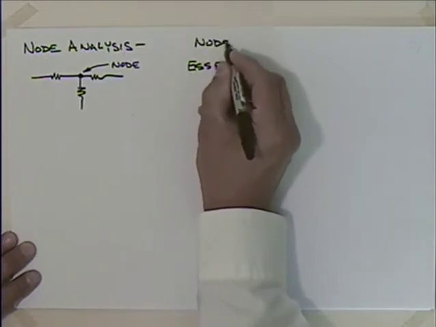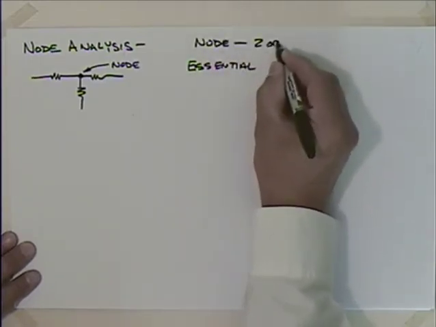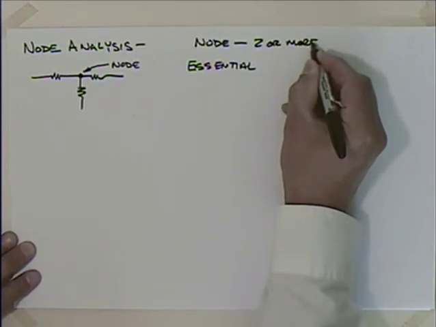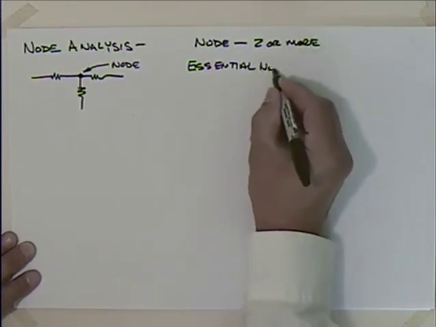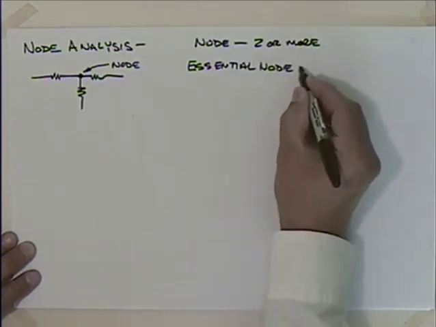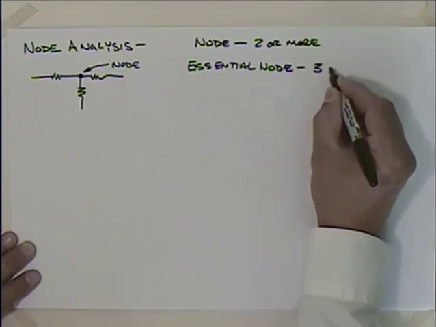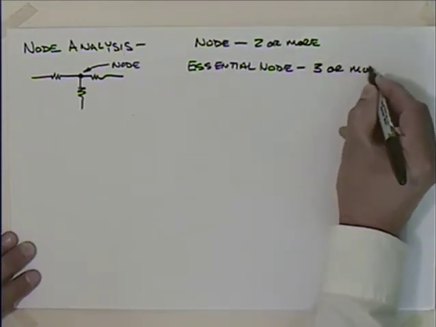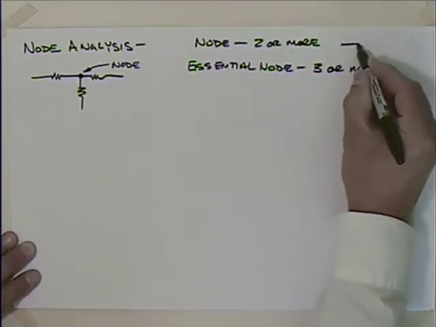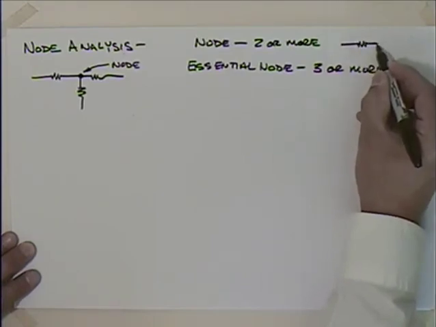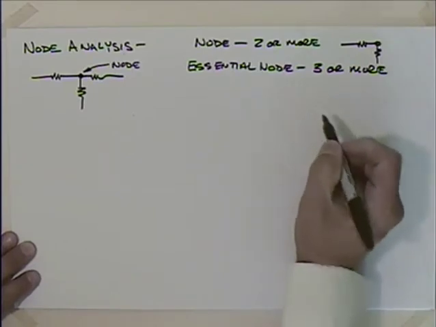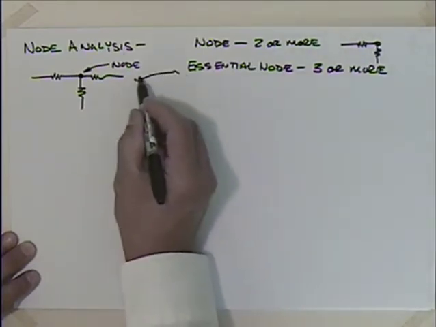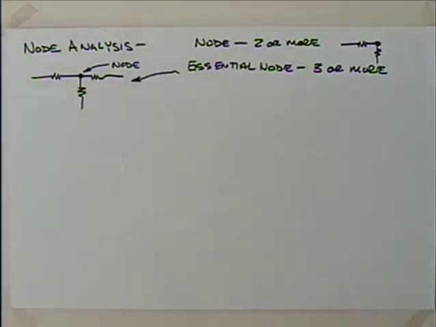So a node is just two or more, whereas an essential node is three or more. So something like this, there's a node, whereas something like this is an essential node. If you have two or more elements, you got a node. If you have three or more, you have an essential node.